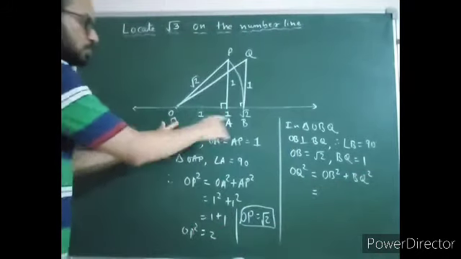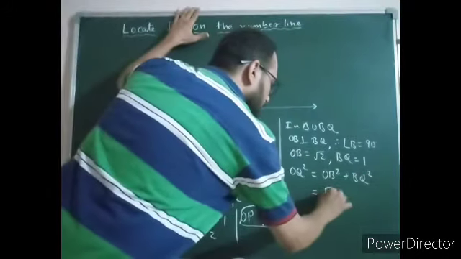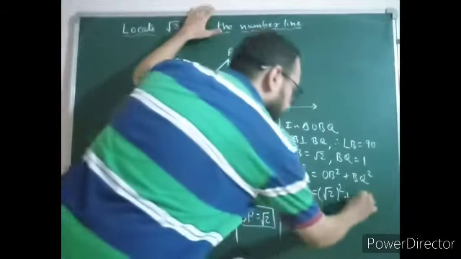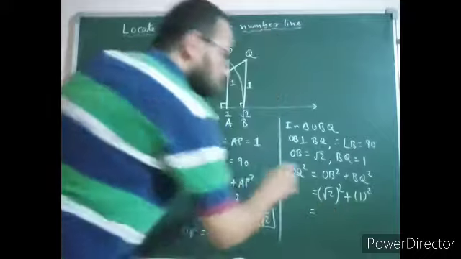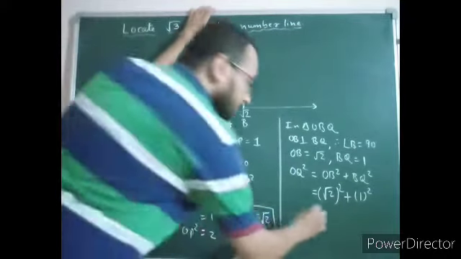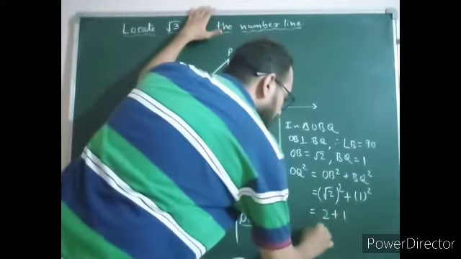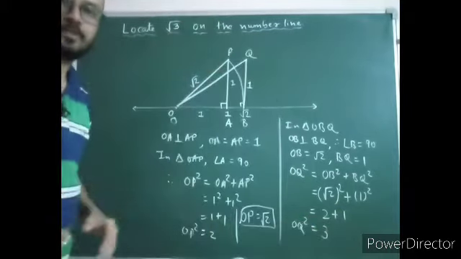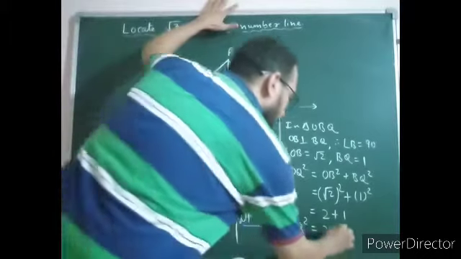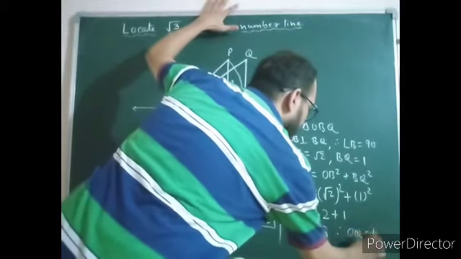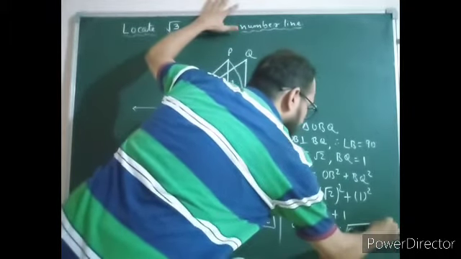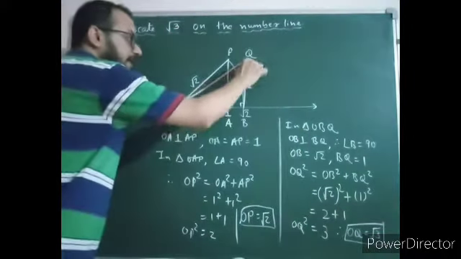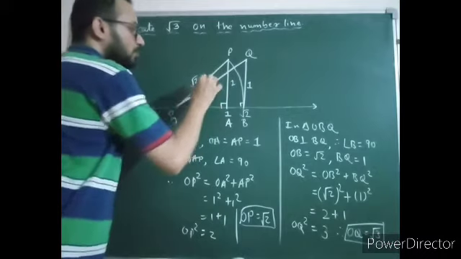Here OB is root 2, therefore root 2 square plus BQ is 1 square. We know that root 2 square is 2, plus 1 square is 1, 1 plus 2 is 3, therefore OQ square equals 3. But we want OQ, therefore OQ will be square root of 3. This is OQ. So here we get the length of OQ equals square root of 3.